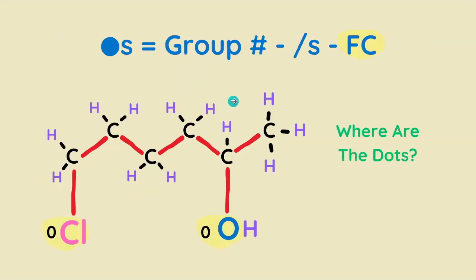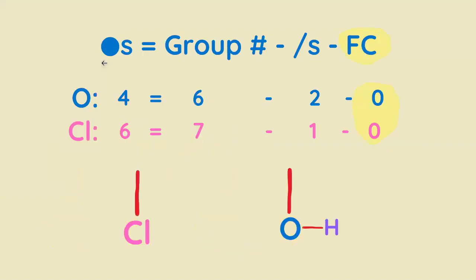And we can actually use their formal charges to calculate the number of dots using this equation. This is actually the formal charge equation that's just been rearranged to solve for the number of dots. Oxygen is in group 6. It has 2 sticks in this molecule, and it has 0 formal charge. 6 minus 2 minus 0 equals 4 dots. Whereas chlorine, it's in group 7. It has 1 stick, and it doesn't have a formal charge, so 7 minus 1 minus 0 equals 6 dots.